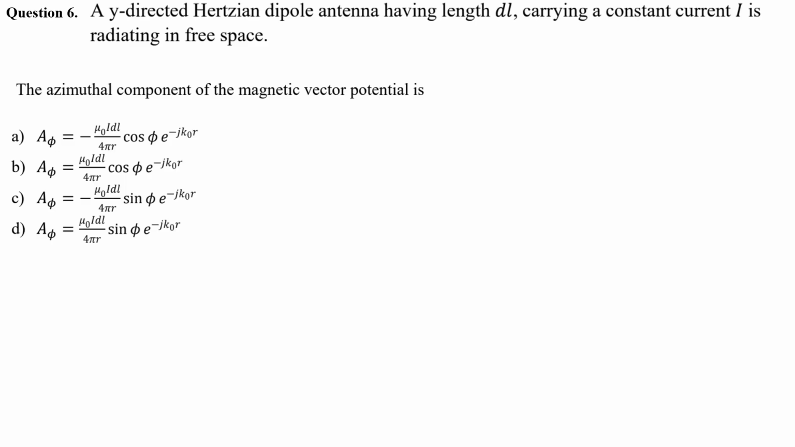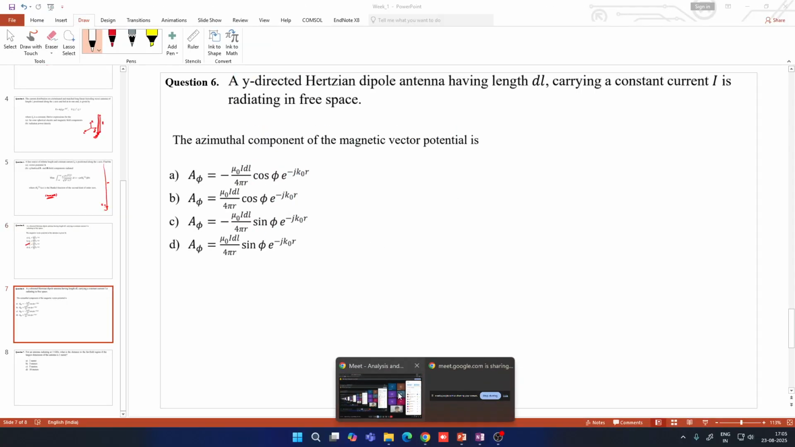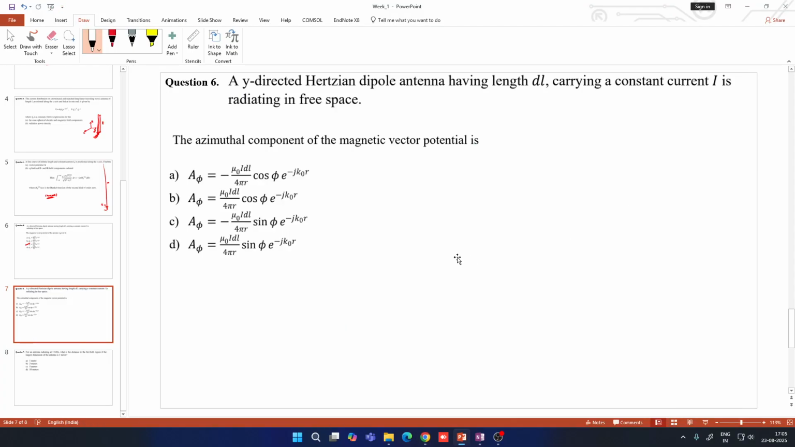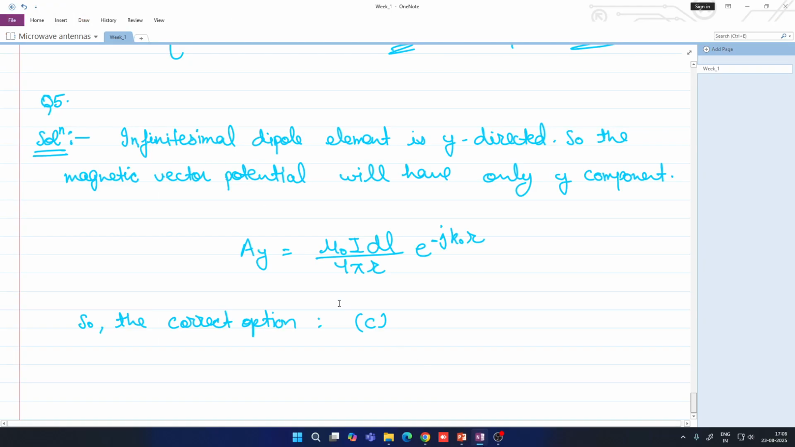In question number 6, a y-directed Hertzian dipole antenna having length dl carrying a constant current I is radiating in free space. So question 6 is an extension of question number 5. We have to find the azimuthal component of the magnetic vector potential. Azimuthal component means we have to find the phi component. So first we have to write it in the spherical coordinate system.